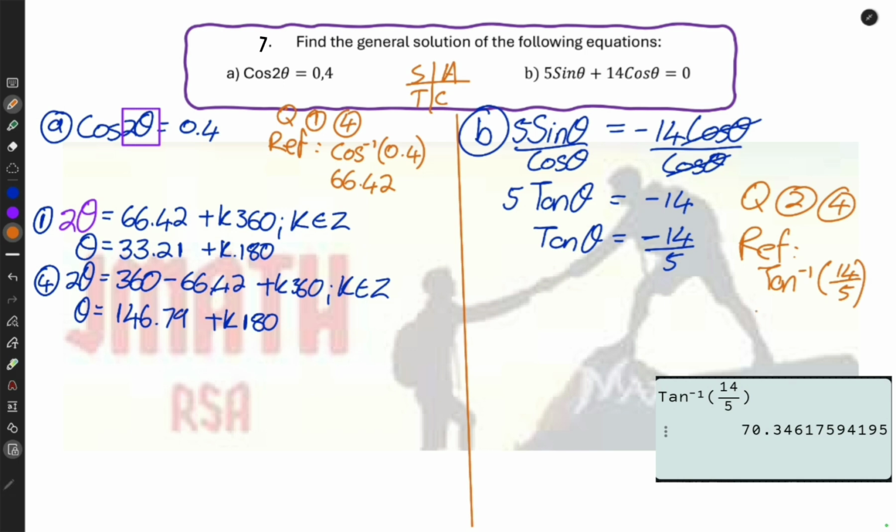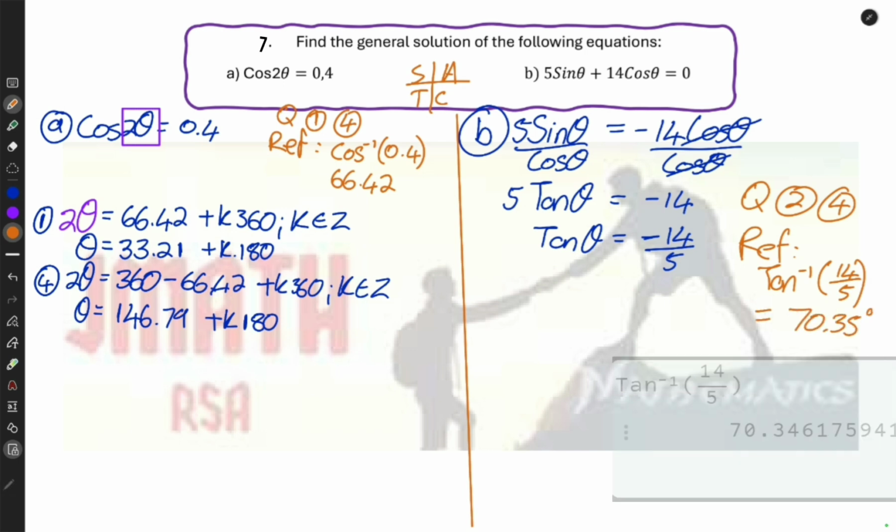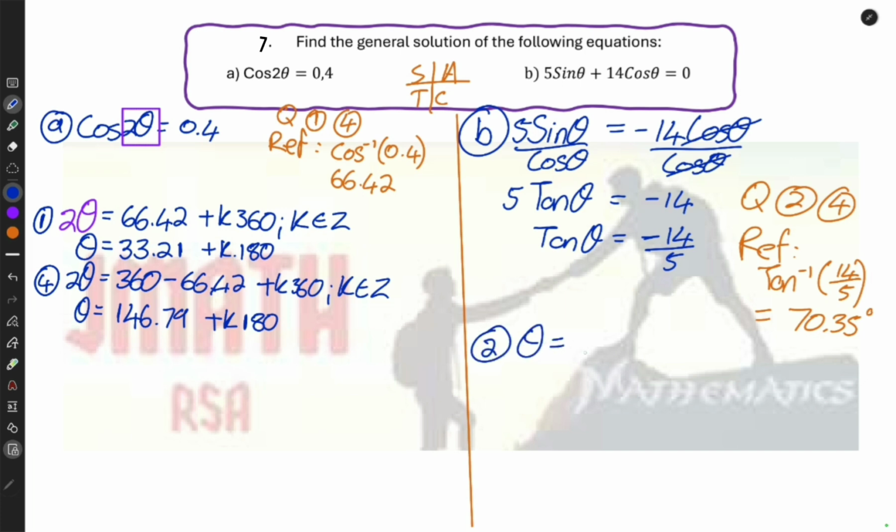Okay, so now my calculator tells me this reference angle is going to be 70.35 degrees. So now I can go for the solution. So in quadrant 2, theta is equal to 180 minus reference angle, so 70.35, plus K 360, where K is an element of Z.